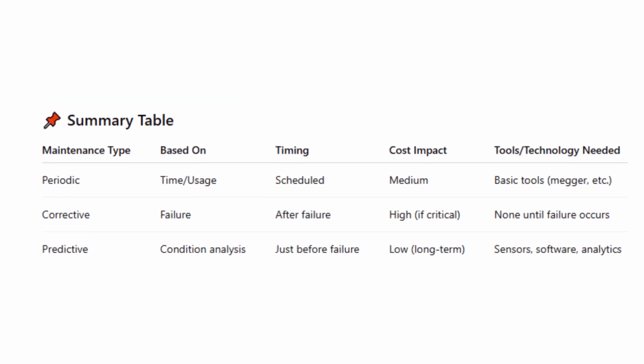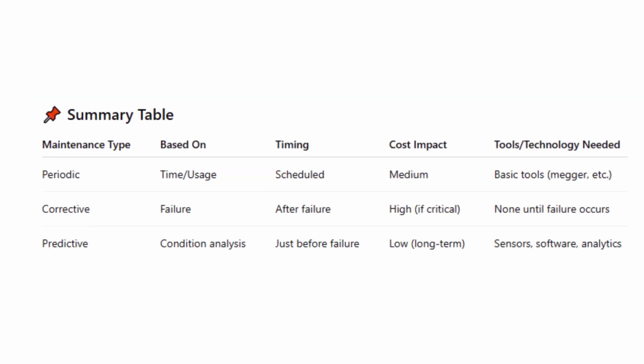So here this is a summary table. We have here the periodic maintenance, corrective maintenance, predictive maintenance. Here the periodic is working based on time. It's time intervals actually. For corrective, it's based on failure. We are working after a failure. Predictive, it's a condition analysis.